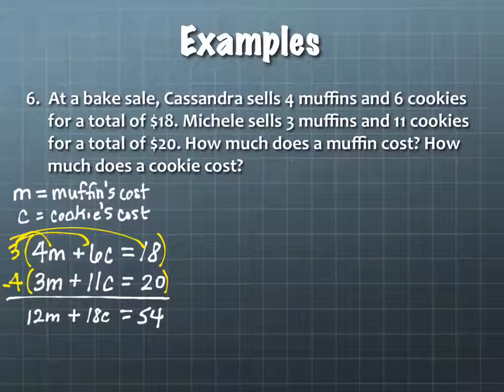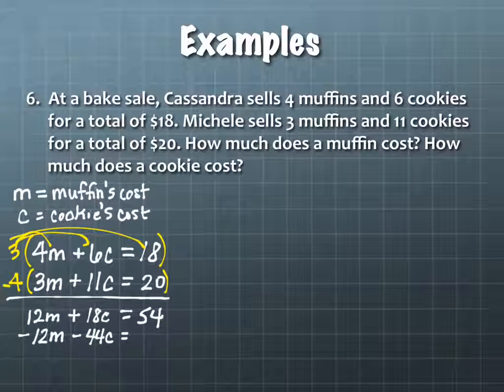Awesome. On the second row, I have -4 times 3, so that's my -12m. Those are going to match but be opposite signs. I have -4 times 11c, so that's -44c. And then -4 times 20 gives me -80. Okay, so the step 1 was right here.